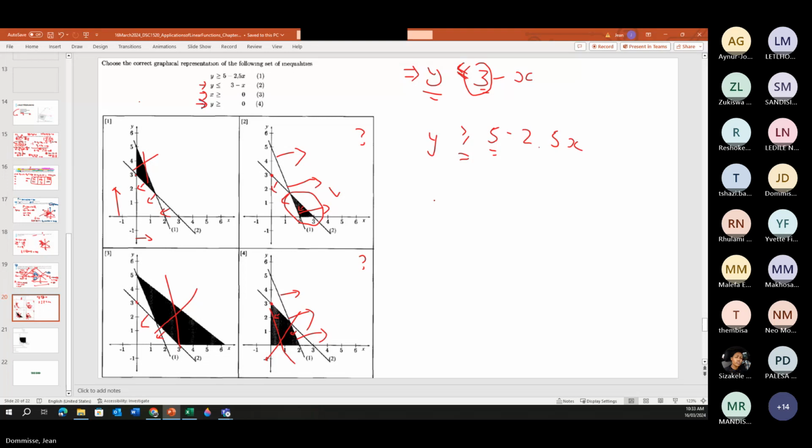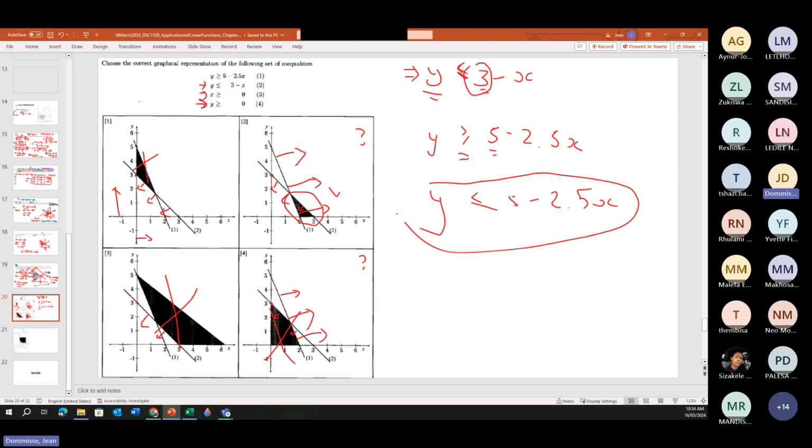If this question was this way around, then this one would have been the feasible answer, because then it would have been smaller than that area as well. So if we worked with this formula, that would have been the right one to work with.